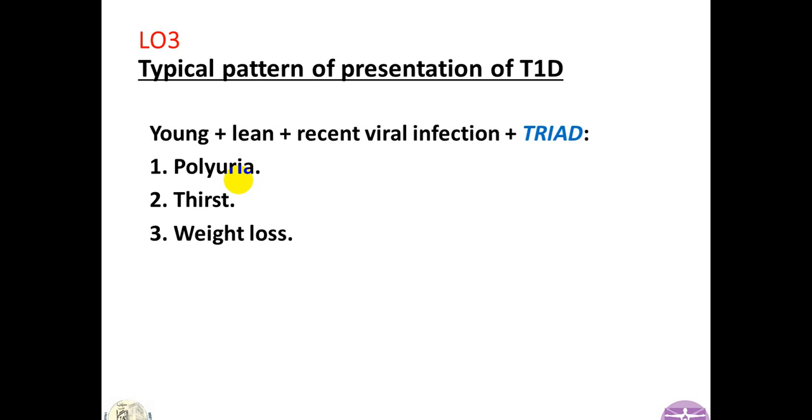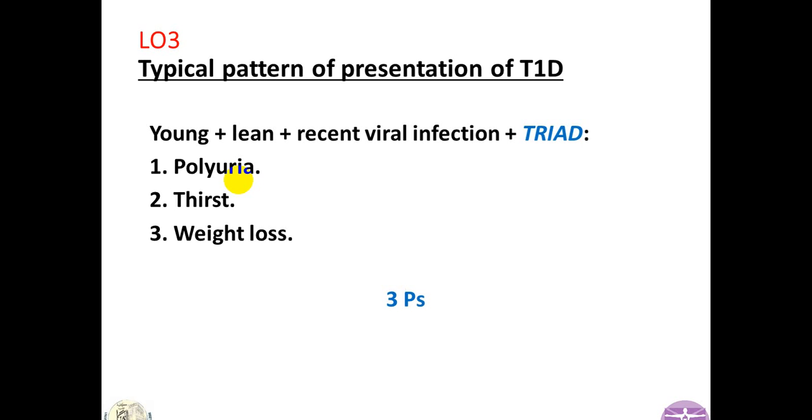The third characteristic feature is weight loss. And why weight loss? Because there is no insulin in the body, so glucose is not taken up by the cells. There is no uptake of glucose by the cells. As a result of that, the body needs energy. It will depend on fat and protein in the muscles and the adipose tissue. So there will be breakdown of fat and glycogen in the muscle. As a result of that, there will be weight loss.